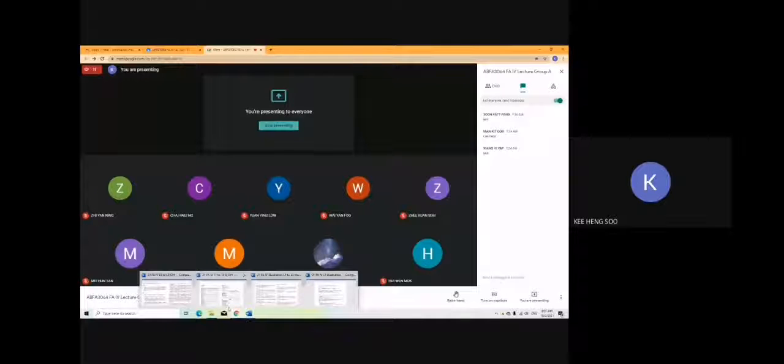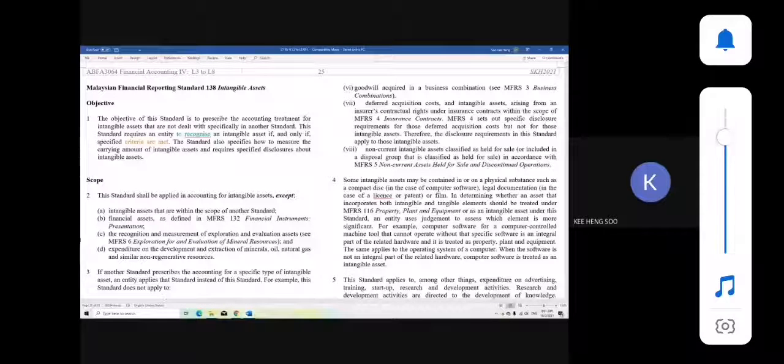Okay, today we're going to continue our lecture for this intangible asset. You watch a video and see what we discussed in impairment. Impairment is very simple.